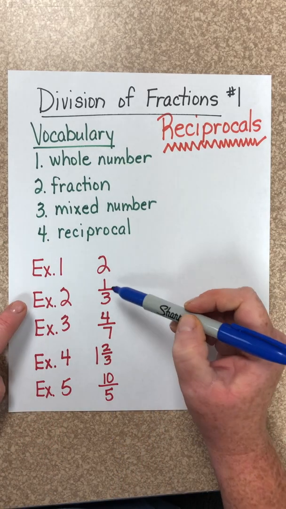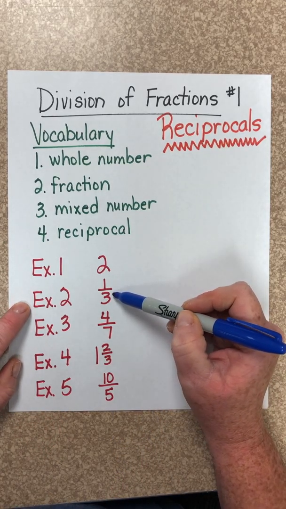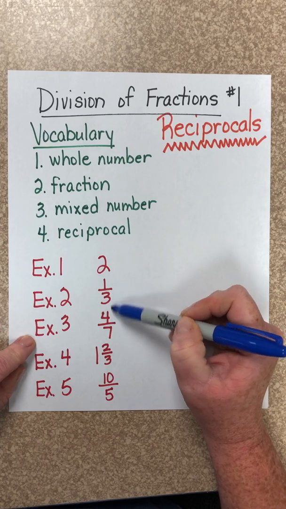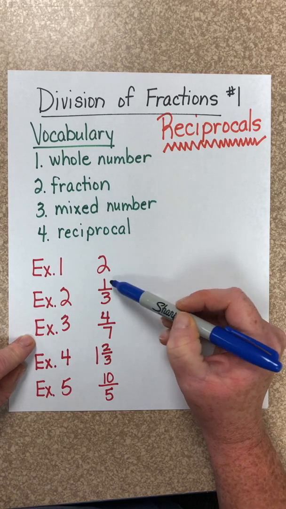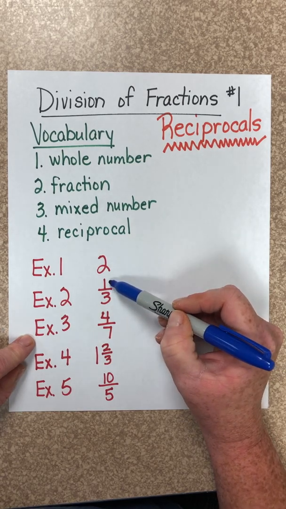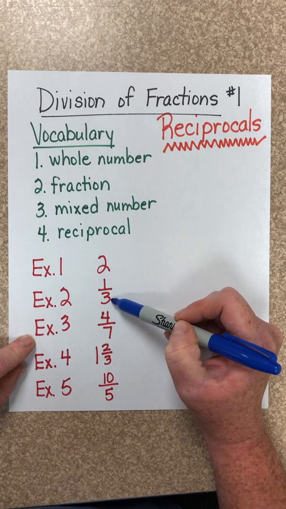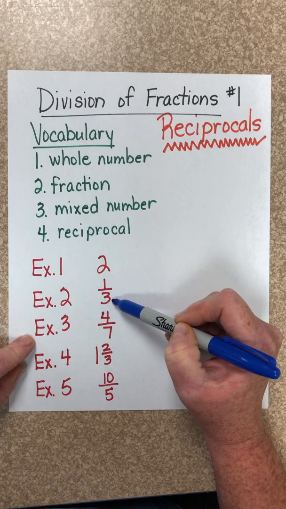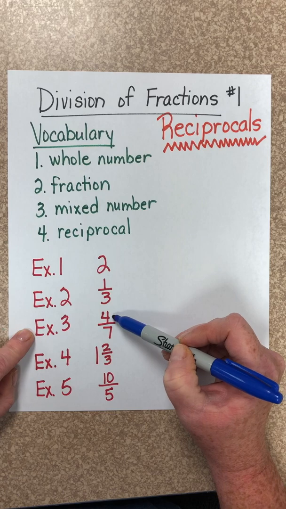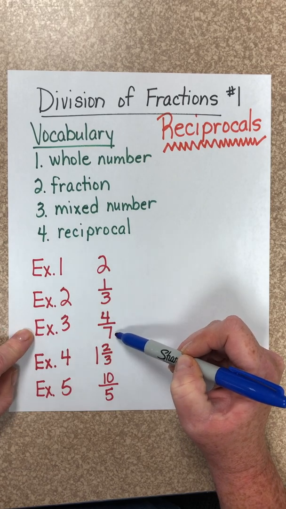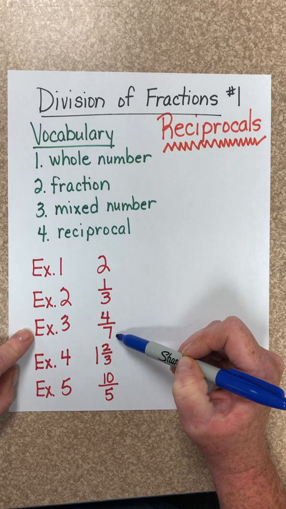Now, I want to go back to the examples 2 and 3. These two are fractions, but they are also called proper fractions. That means that the numerator is smaller than the denominator. 1 is smaller than 3. That makes it a proper fraction. Look at example number 3. 4 is smaller than 7. That makes it a proper fraction.